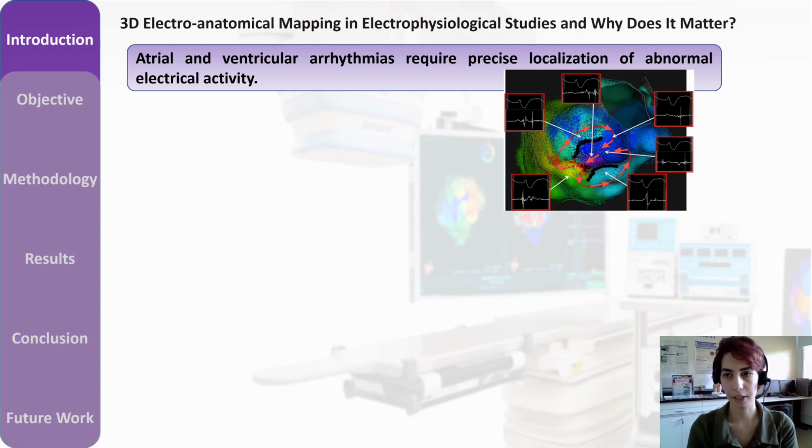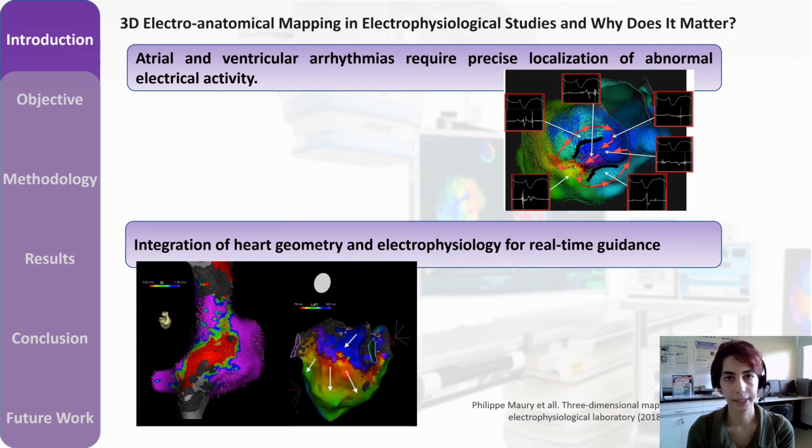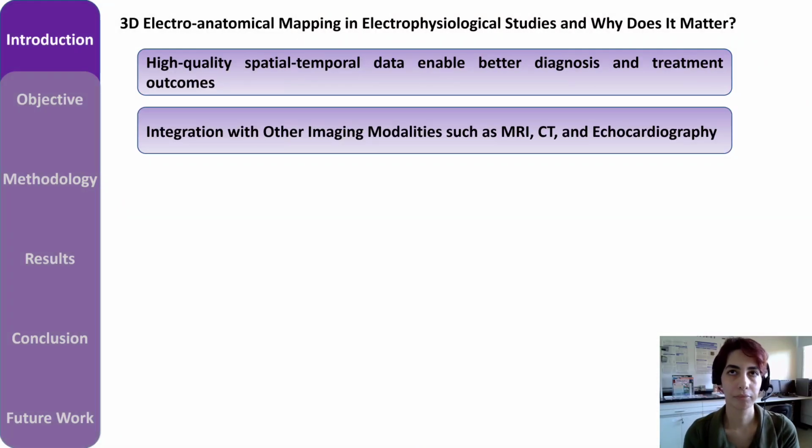As we can see in this figure, we are able to look at the electrical activity at each point of the region of the heart, and we are able to analyze them precisely to have a better treatment outcome for the patients. The system integrates heart geometry and electrophysiology for real-time guidance. There are other advantages as well. The 3D electroanatomical mapping system provides us high-quality spatio-temporal data, which enables better diagnosis and treatment outcomes.